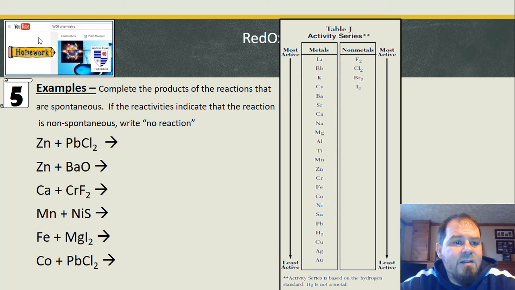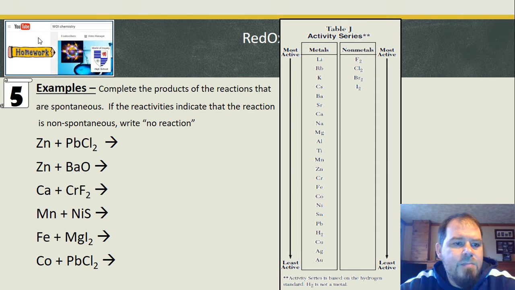So here are a list of reactions that you need to be able to predict. Are they going to be spontaneous or not? If they are spontaneous, you actually have to perform the single replacement reaction. And if they are not spontaneous, we get to write no reaction. So let's go through it.